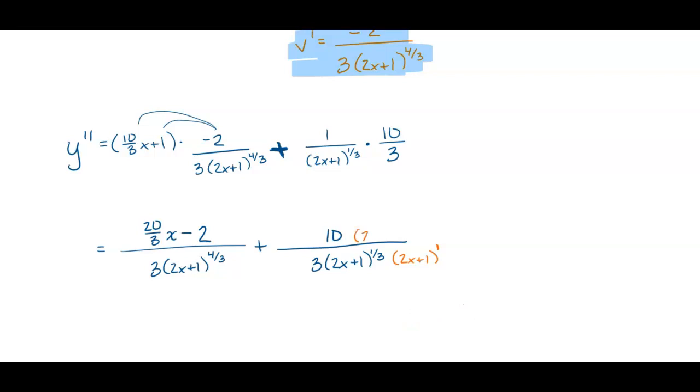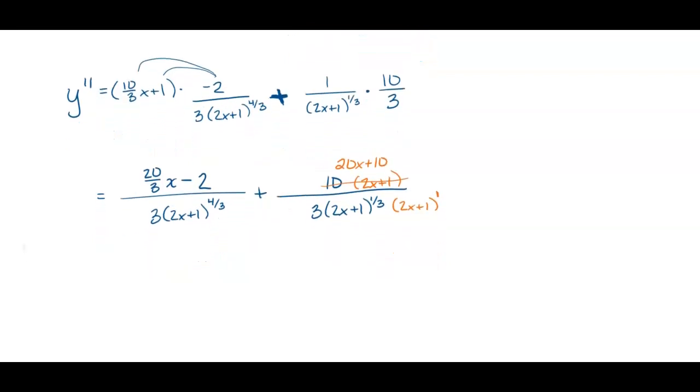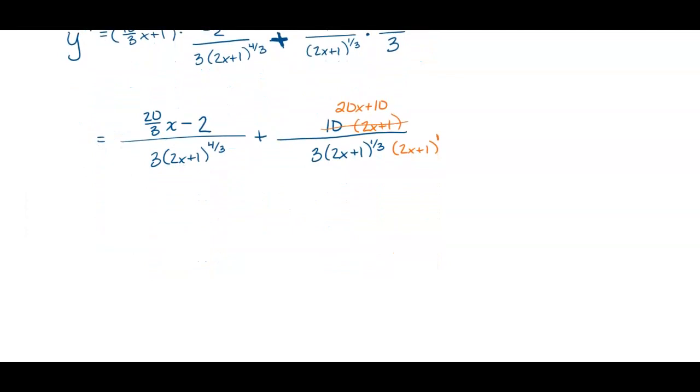So I've got to also multiply this by 2x plus 1, and that will give me a 20, oh, that's not a 20, that will give me a 20x plus 10 as that numerator. All right, so let's see what we have now. This one's kind of messy, but we are empowered young women. We can handle some messy algebra.